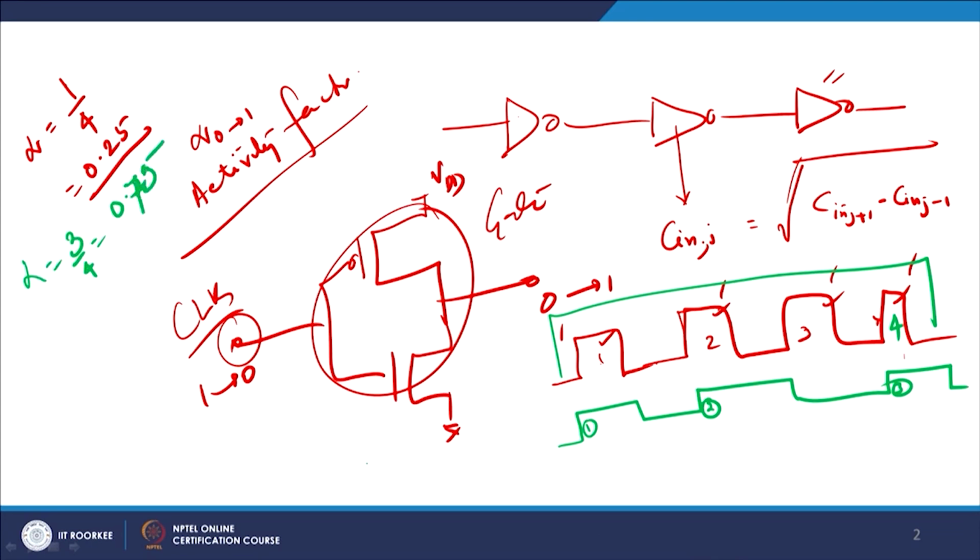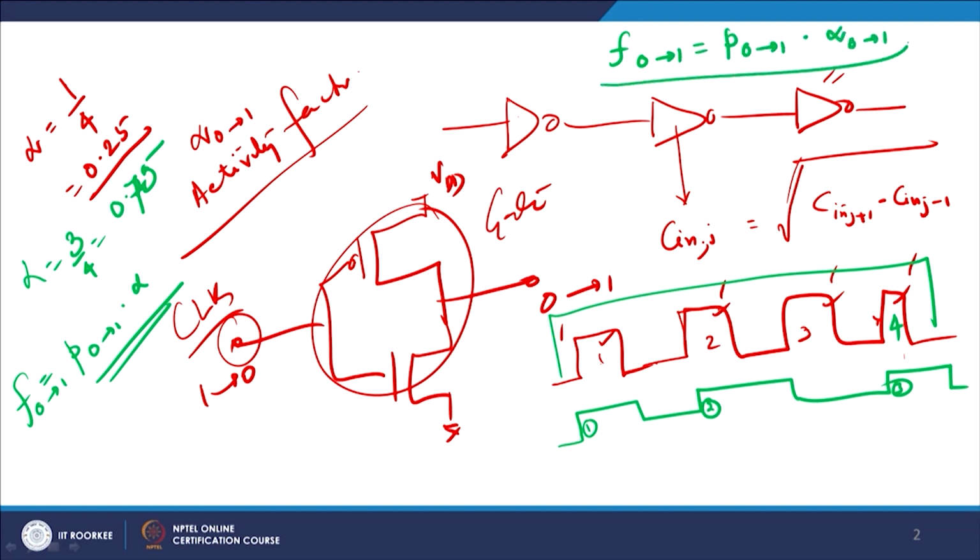You will ask me where it is required. Well, the frequency f 0 to 1 can be written as the probability of 0 to 1 multiplied by alpha. Alpha is the probability factor. So, f 0 to 1 is the frequency of 0 to 1 transitions, written as the probability of 0 to 1 transition multiplied by alpha 0 to 1. This is a typical formula which you use. So, I can have the dynamic power dissipation equal to CL VDD square multiplied by the probability of 0 to 1 multiplied by alpha 0 to 1.